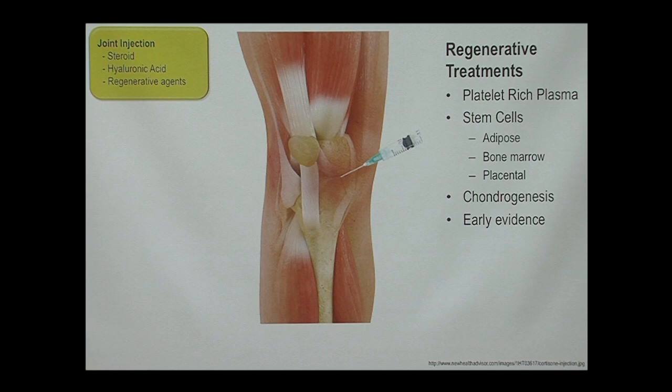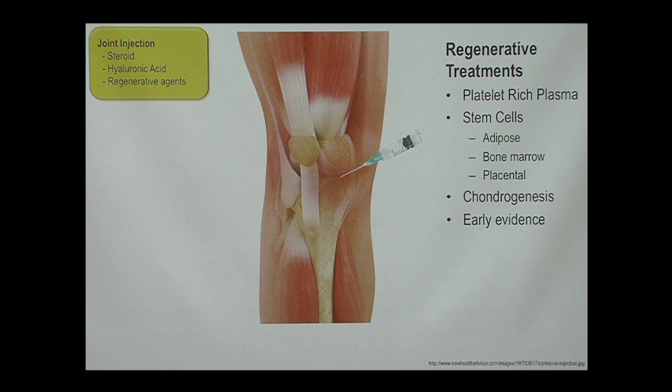Platelet-rich plasma is one. So we can draw blood from your own body, spin it down, and extract a layer from that blood, platelet-rich plasma, and it's got a variety of growth factors in it. And there's developing evidence that if we inject this into people who have knee osteoarthritis, that there is some regeneration of the articular surfaces.